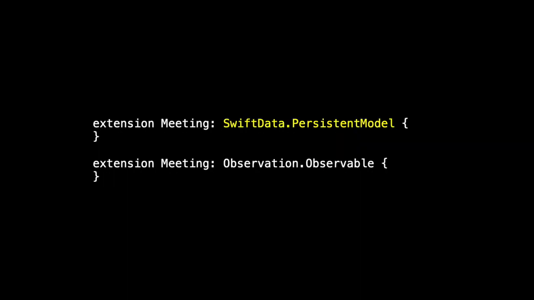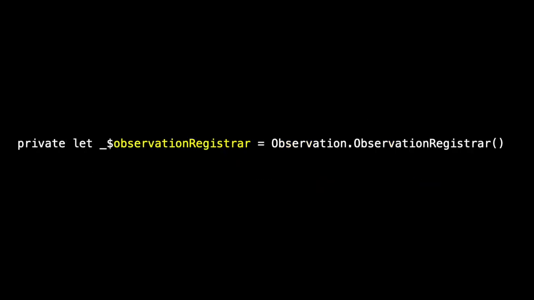We also get two conformances: Meeting is a SwiftData PersistentModel, and also Meeting is an Observable. We talked about Observable in another series, and that means that things are tracked and it's going to be easy for SwiftUI to get notified of updates so it can refresh the UI. The mechanism for that is also added here. It's the observation registrar, and all things will be registered when there's a get or a set for them.